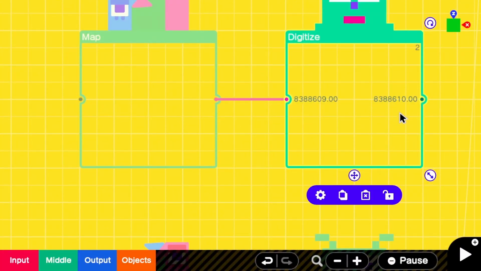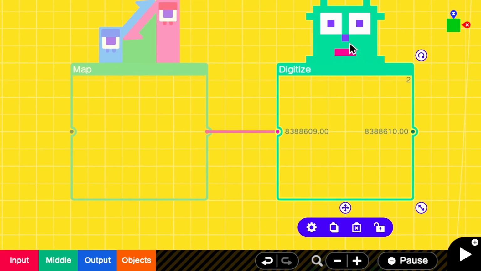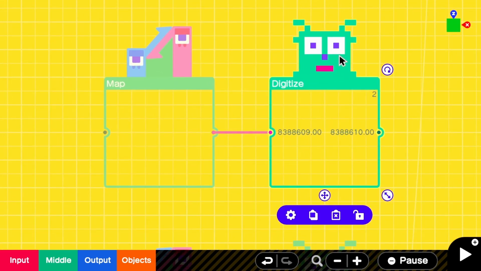Now take note that this only happens for a very, very specific range of numbers, specifically from 8388608 all the way to about 16 million. So you're probably never going to encounter this problem, but it's something interesting to know since I wanted to cover everything to do with digitized nodons.